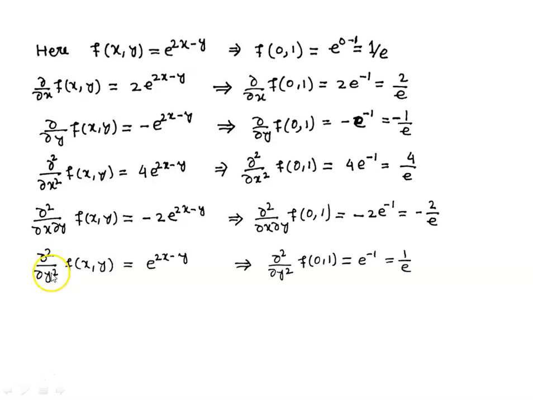Now ∂²/∂y² of f(x,y) is e^(2x−y), and at the point (0, 1), it is 1 divided by e.